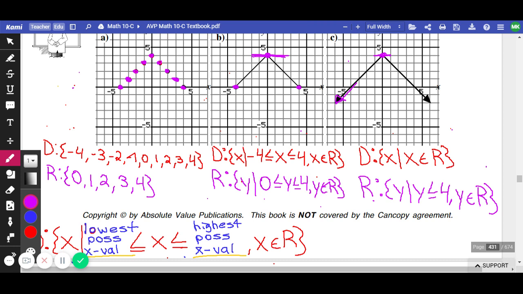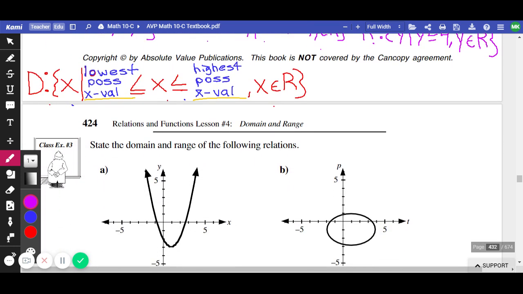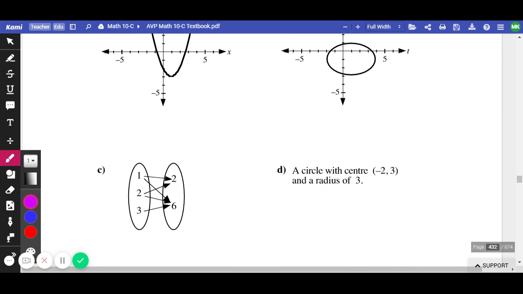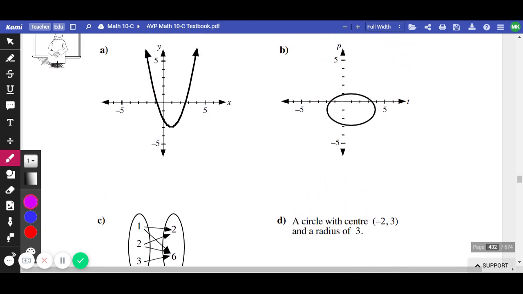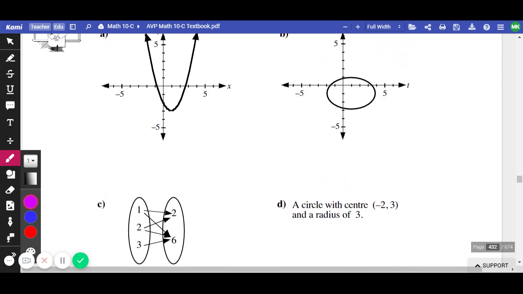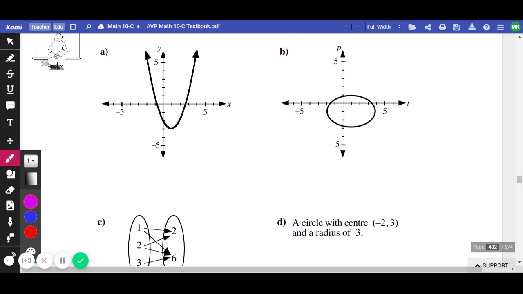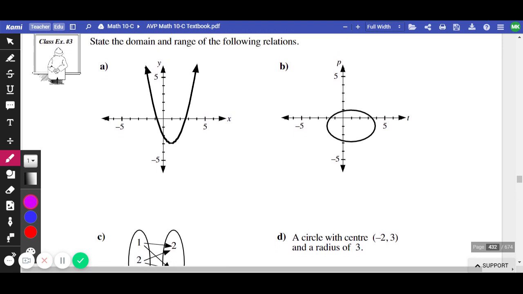Awesome. There's a question here. There's 4 of them. A, B, C, D. I want you to try A. We're going to do these one at a time. So try A on your own, and we'll talk about it, and we'll do our work together. Alright. There we go.